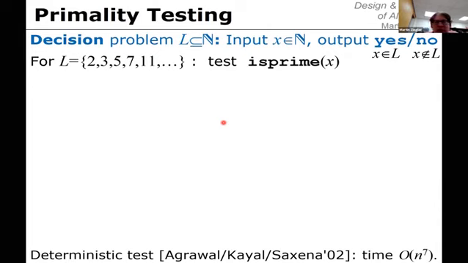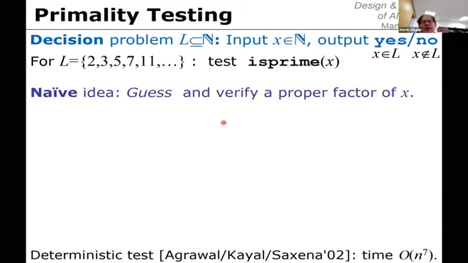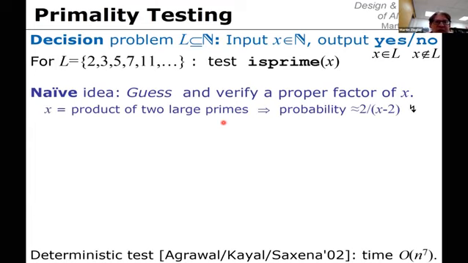And a naive idea could be to maybe just guess a prime factor of X, right? So let's analyze that naive algorithm: guess and verify a candidate proper factor of X. What is the probability that this algorithm makes an error? Okay, let's say the input is not a prime number. Let's say the input is actually the product of two primes, right? So consider this example input.